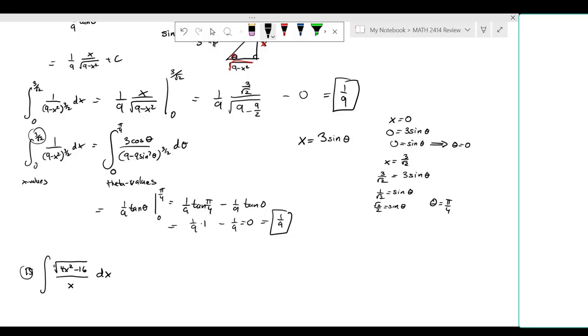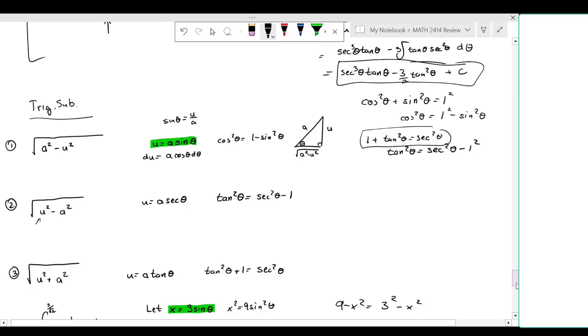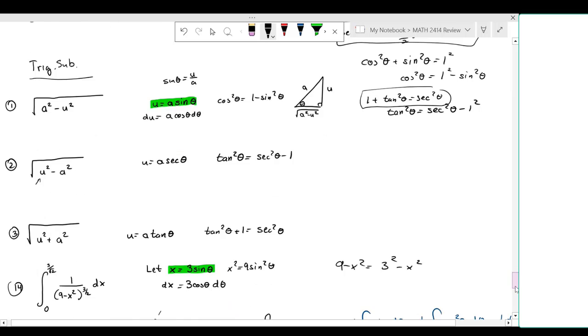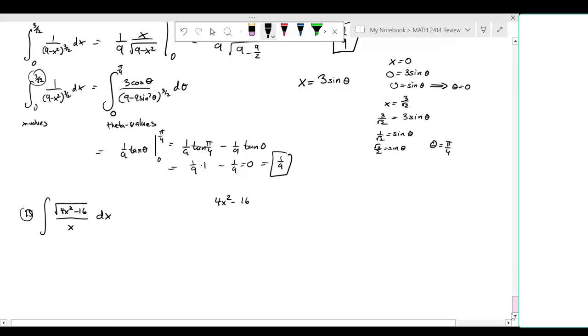So this is the second case, I believe, right? Where you have a variable part squared minus a constant squared. Okay. So what do you think we should, in that case, what was the substitution? Secant, right? So what do you think we should let x equal?